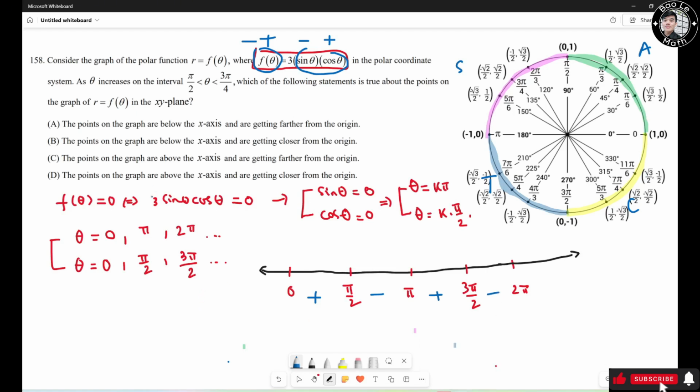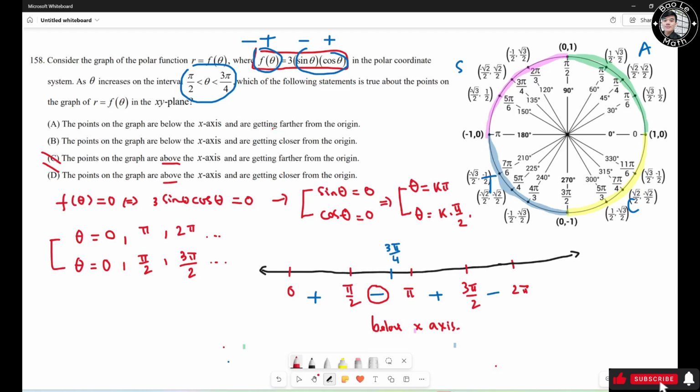Alright. Now we're going to check the interval right here. Pi over 2 to 3 pi over 4. Pi over 2 right here. 3 pi over 4 right here, which means it's inside this interval right here, right? So 3 pi over 4 could be right here. Within this interval, the radius is still negative, right? So if the radius is negative, the function is below the x-axis, right? So then you need to eliminate C and D, right? Because they say above the axis, right?